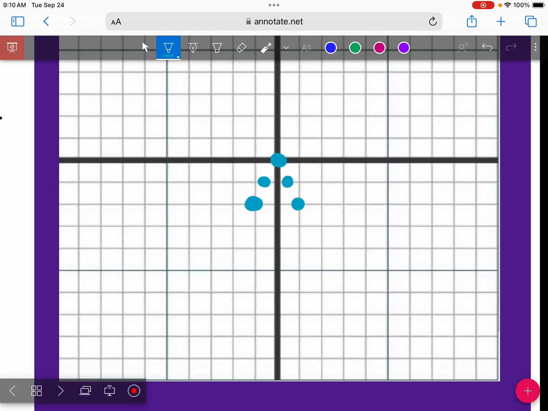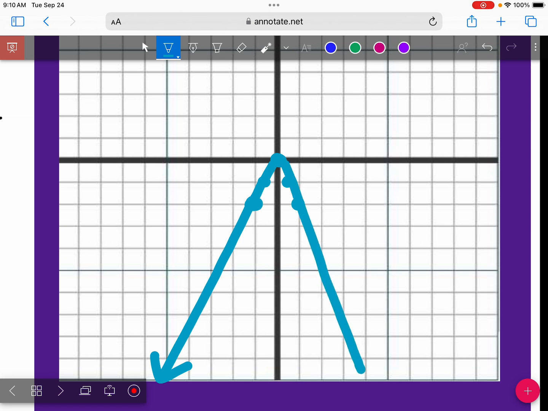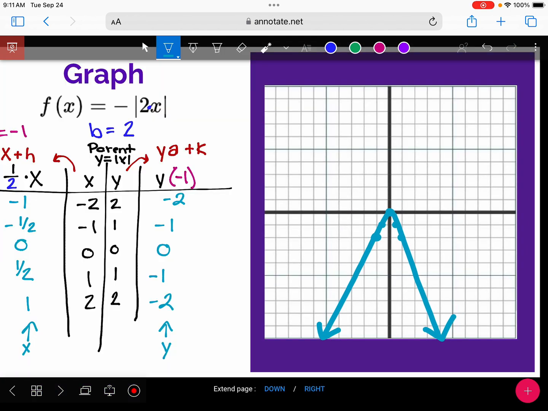Absolute values are made up of straight lines, so use a ruler. There should be plenty of rulers out, but if you need one, I've got bunches up here. Absolute values are V-shaped, not U-shaped, so they are made of straight lines. Anytime we have something with a straight line, please use a ruler. And always draw to the edges of your graphs. It makes it so much easier to read.